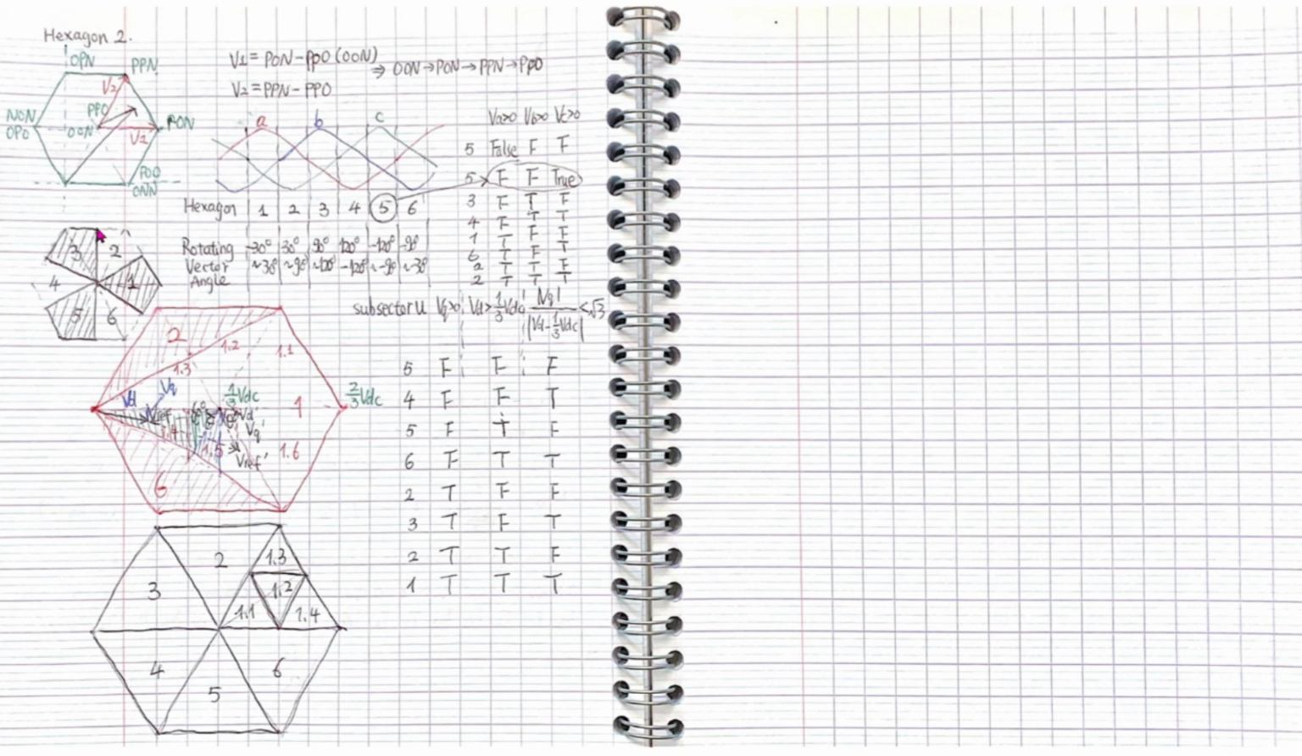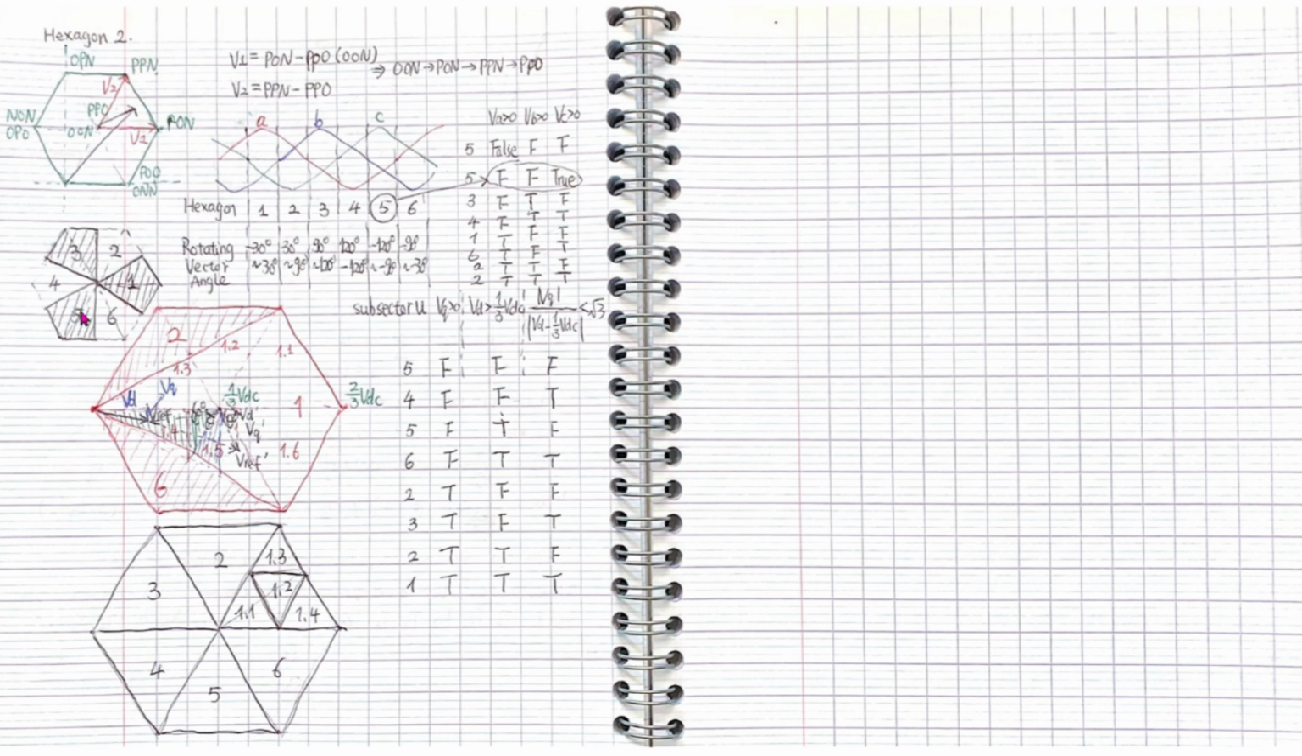We should see which hexagon and which subsector our vector is located in. If the reference vector falls into the zone from minus 30 to 30 degrees, then it's the first small hexagon, and from 30 to 90 is the second hexagon, and each hexagon has a 60 degrees shift. This can be translated into a truth table where VA, VB, VC references are evaluated. For example, when VC is positive, while VA, VB are negative, the synthesis vector falls into the fifth hexagon.